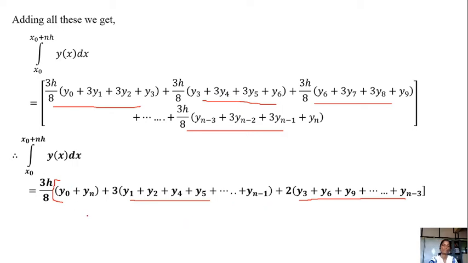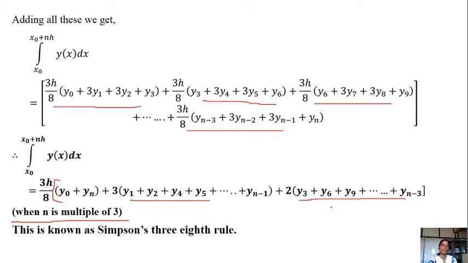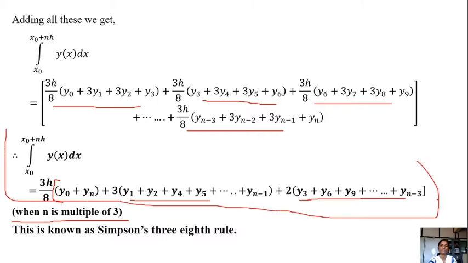So this is the formula for Simpson's 3/8 rule. But a very important thing is that this formula is applicable only when n is a multiple of 3, because in the last term you are collecting the yi's which are multiples of 3, and therefore this formula is applicable for n to be a multiple of 3, and this formula is known as Simpson's 3/8 rule. Why 3/8 is there?